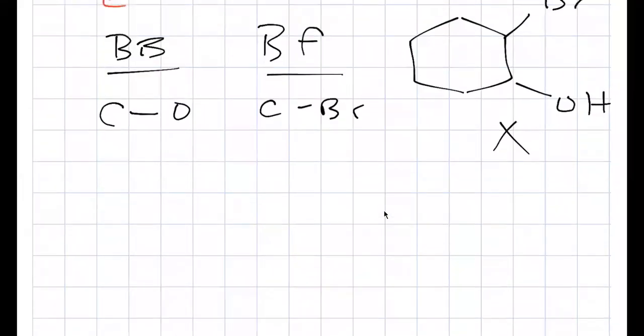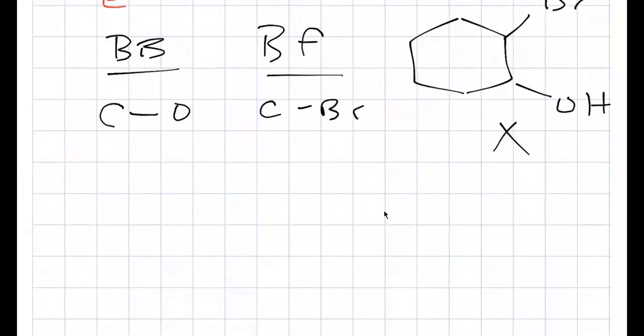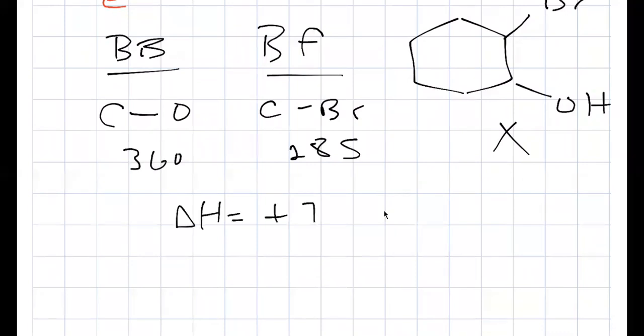Let's see. So we broke this was 360 and this was 285. And so delta H would be positive 75. Is that right? Yes. So it's positive, right? Anytime you break a strong bond and make a weaker bond, it's going to require energy for that to happen. Strong bonds don't like to break, right? So if you break a strong bond and make a weak bond, it's going to be endo. It's always going to be endothermic.